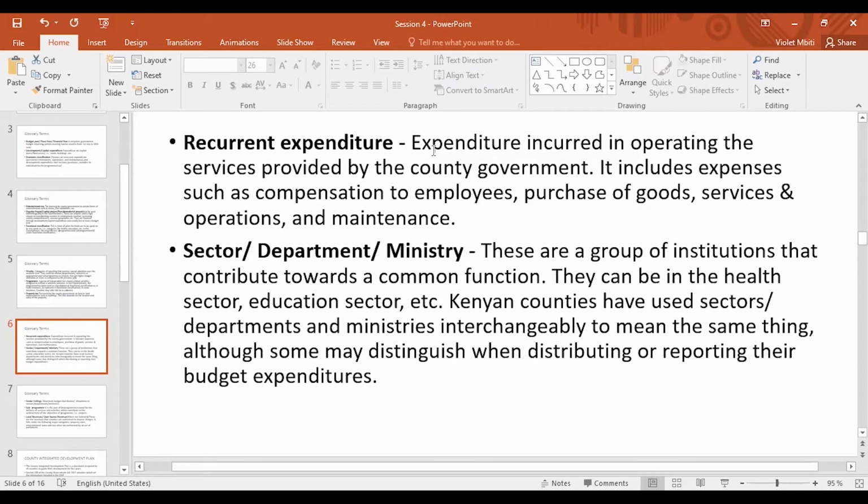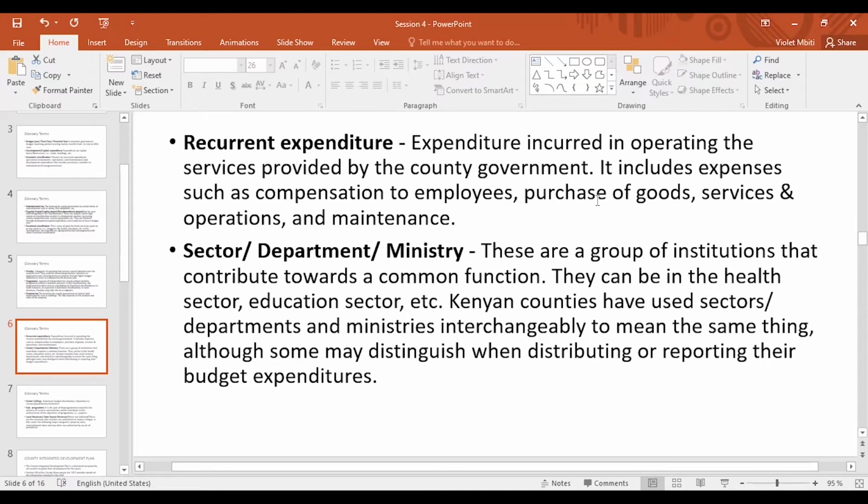So recurrent expenditure is incurred in operating services provided by the county government. It includes expenses such as compensation to employees, purchase of goods, services, and operations. So if you're looking at health and the purchase of family planning commodities, you find that it is in the recurrent expenditure, because these are usually fast moving goods, just like the way milk is fast moving. This is just an example. So even contraceptives are under that recurrent expenditure.